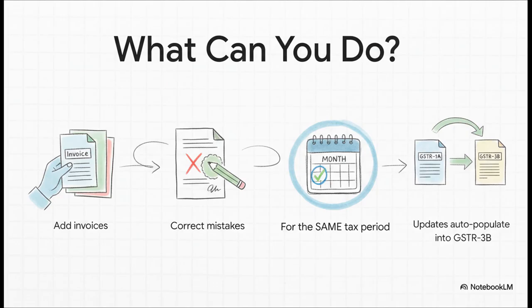So what kind of magic can you work with it? Well, first off, you can add any invoices you totally forgot to report. Happens to the best of us. Second, you can fix mistakes on invoices you already filed. Now, the key thing to remember is this is only for the same tax period you just filed for. And the best part? Any changes you make here automatically flow into your GSTR-3B. Pretty neat, huh? It makes sure your summary is spot on.